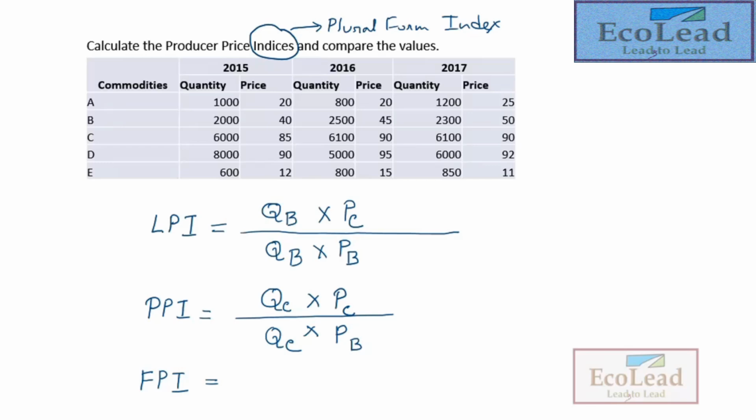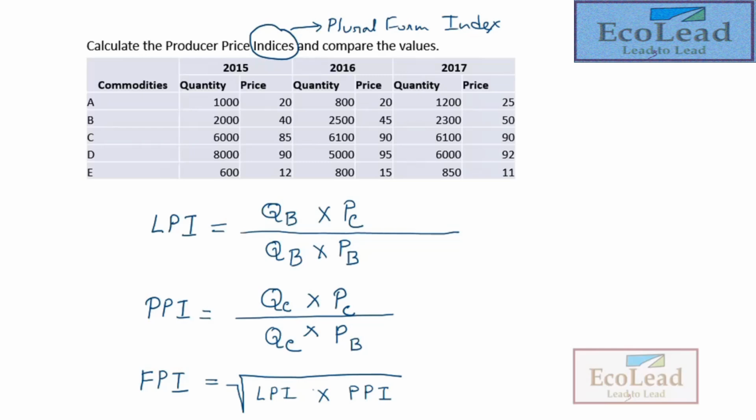The third one is the Fisher's price index, where we will take the last year's price index value and the purchase price index value, and we will multiply these two, and after multiplying the last year's price index value with the purchase price index value, we take the square root of it and we will get the Fisher's price index.